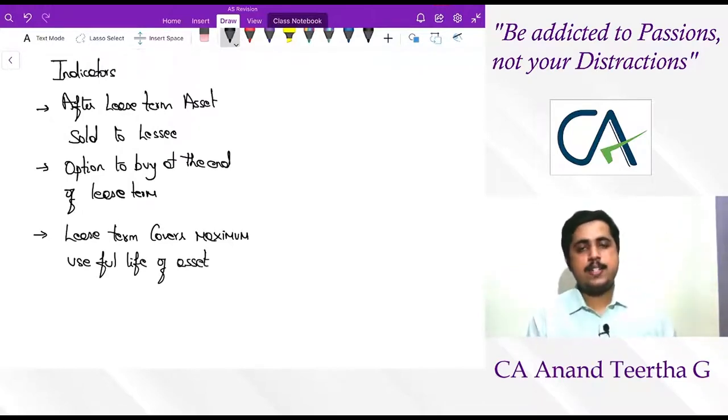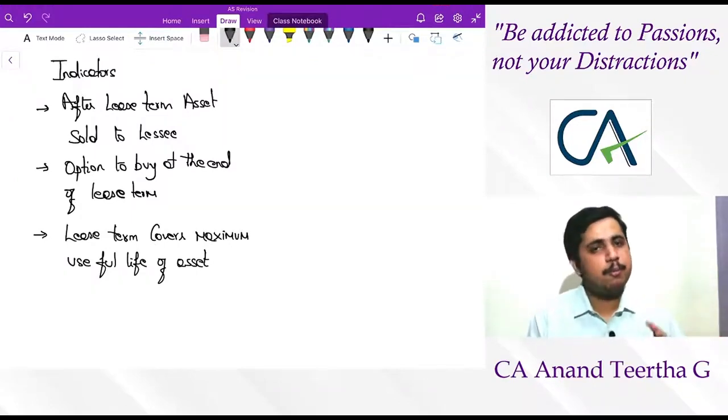Okay, so the lease term, what is decided, covers the maximum utilization or maximum useful life of the asset. Example, 10 years is the useful life of the asset. Lease is for 8 or 9 years. Substantial time, lessee is only going to use it. So automatically what happened? Significant risk and reward is going to be transferred.